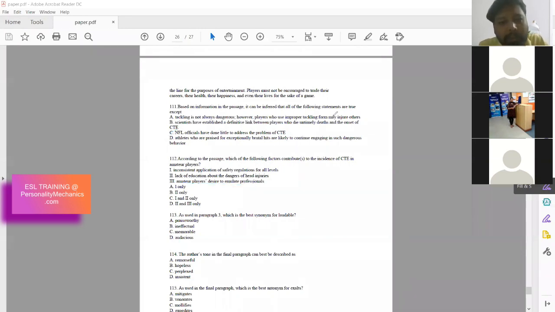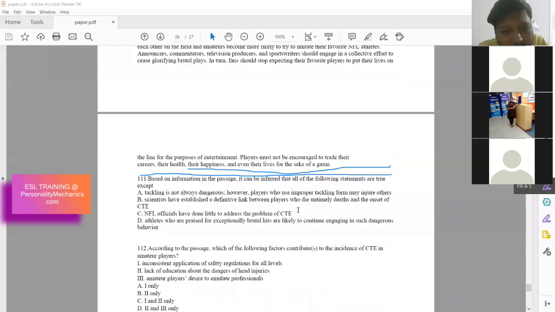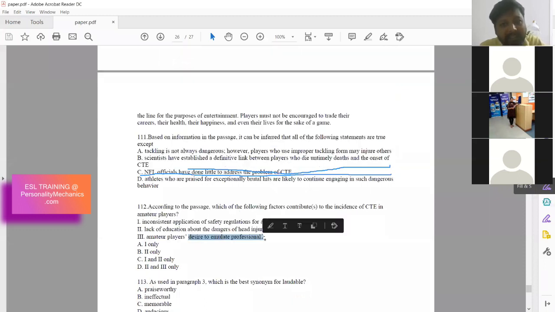So amateur players' desire to emulate professionals. I have a doubt on this one. So let's see. Here, when media exalts such dangerous behavior, professionals are rewarded for injuring each other on the field, and amateurs become more likely to try to imitate their favorite NFL athletes. So this is to imitate them, right? So this is not to emulate them. Desire to emulate professionals, it is to imitate professionals. Hence, this is not correct. I'm hoping that you're getting the point. Why is it that I'm saying that third is not correct?